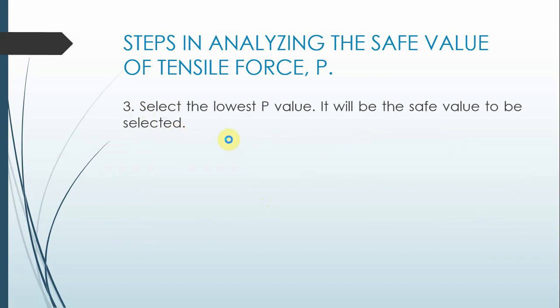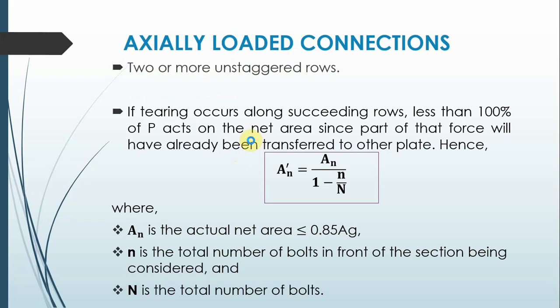And lastly, we have to select the lowest P value. The lowest P value always governs. It will be the safe value to be selected. So that is the answer. It's easy.